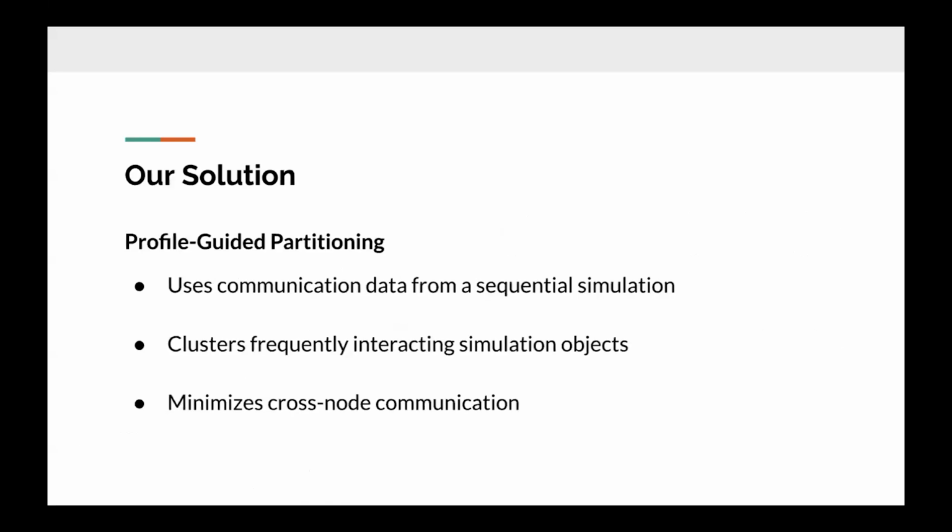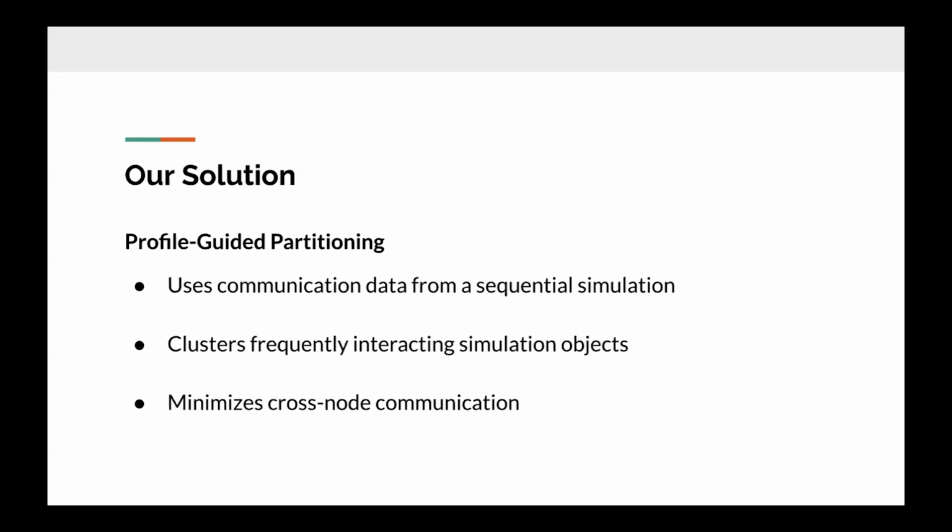And here comes our solution: profile-guided partitioning. The idea is simple. Instead of jumping straight into parallel execution, we first run the simulation in sequential mode, where everything is processed by a single core. During this run, we record all the messages that are exchanged between simulation objects, whom talks to whom and how often. With this data, we build a communication graph where each object becomes a node in the graph, and each edge represents communication between a pair of objects, and the edge also reflects the frequency of messages between them.